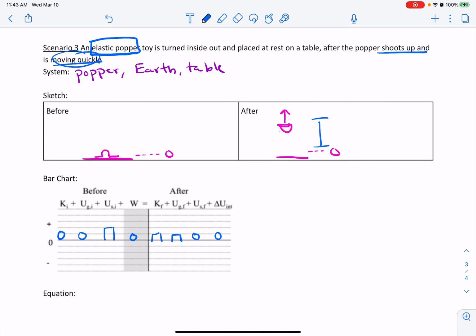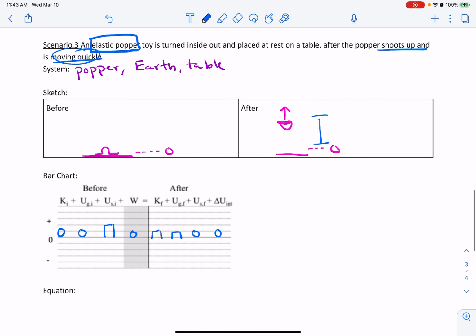Notice here that I made the elastic potential energy initial 2 bars high, and then I made kinetic and gravitational each 1 bar high. Okay? I want to make sure that they add up. It doesn't matter if you made it 4 and then 2 and 2, or 4 and 3 and 1. That would be okay with me. I just want you to make sure that they add up here.